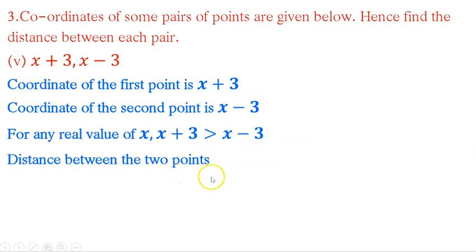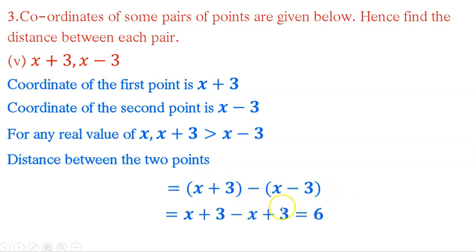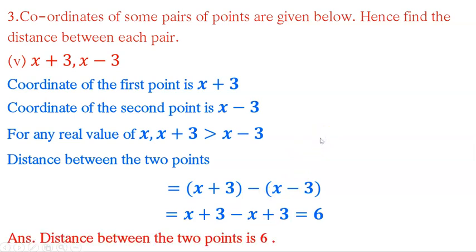Therefore, the distance between the 2 points is x plus 3 minus in bracket x minus 3. Open the bracket, plus x minus x get cancelled. 3 plus 3 is 6. And hence the distance between 2 points is 6.